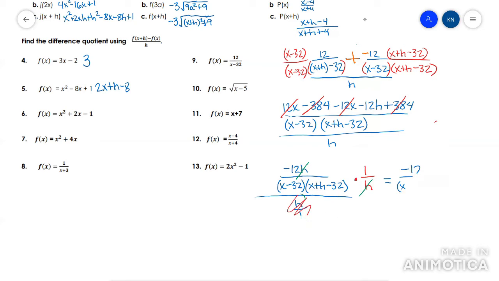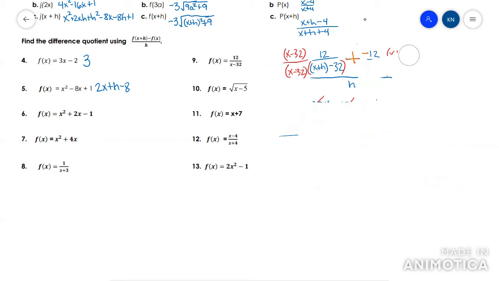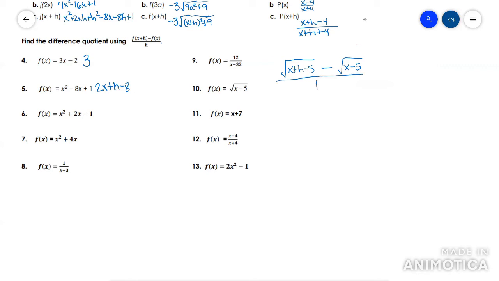All right, now let's look at the root. The root is weird because you wouldn't know to do this unless you've seen an example done before. So let me show you what I mean. Root x minus 5. I'm again just going to write it as root of x plus h minus 5, minus in the middle, and then root x minus 5, the normal equation, and it's all over h. All right, so that's still my start.